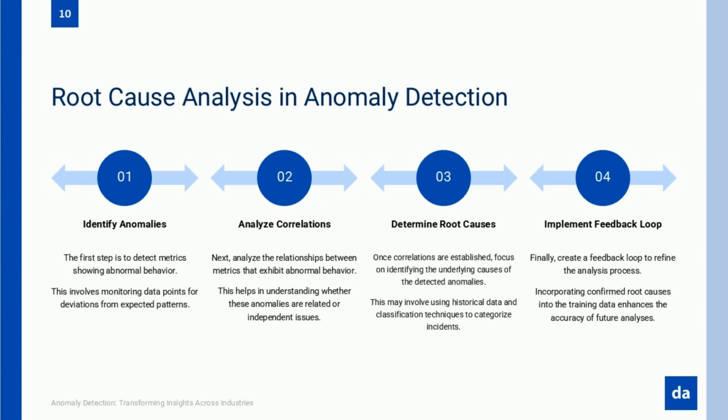Case studies have demonstrated that automated root cause analysis can significantly reduce mean time to resolution, the critical period between detecting a problem and fixing it, by implementing systems that correlate anomalies across multiple metrics. Organizations have achieved up to 70% faster identification of root causes, dramatically improving operational efficiency. The practical impact of this improvement cannot be overstated.